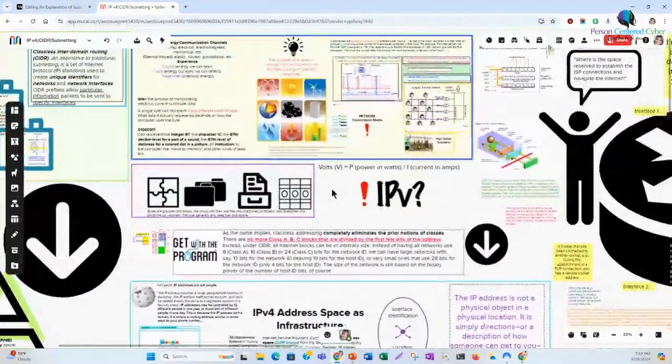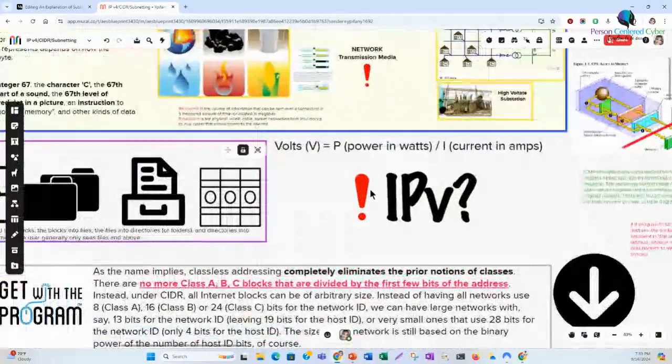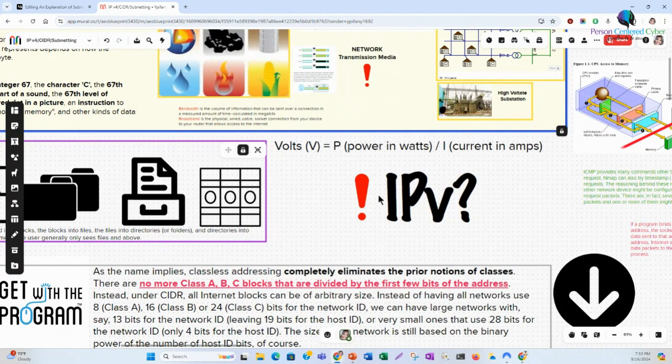is down here. Now hold on, before I get down there. How coincidental is this IPv? So, we have IPv4 and IPv6. Internet Protocol version is what that's for. However, if you look in your science books, you'll see that V stands for voltage, P means power, and I is current in amps. But apparently that has nothing to do with this acronym.